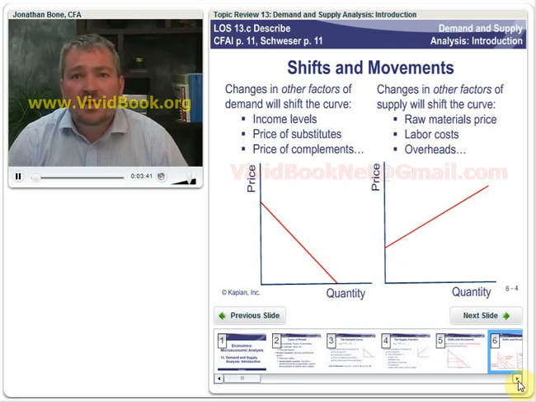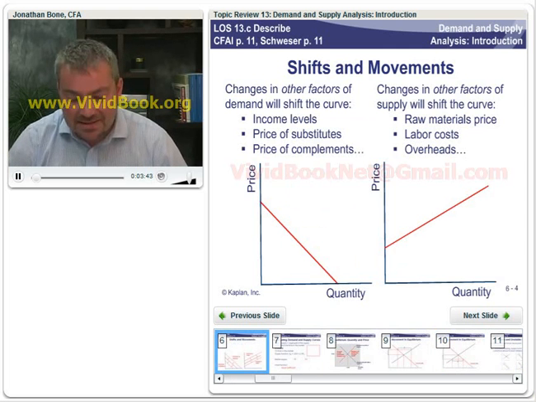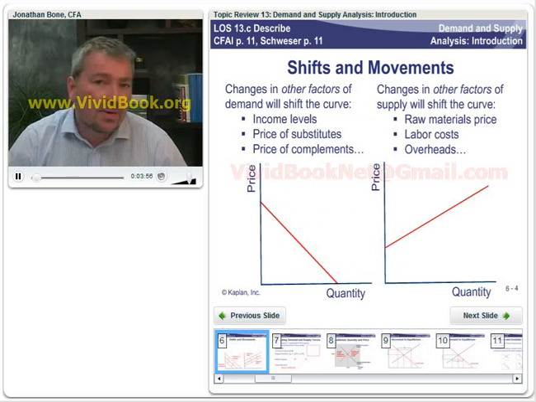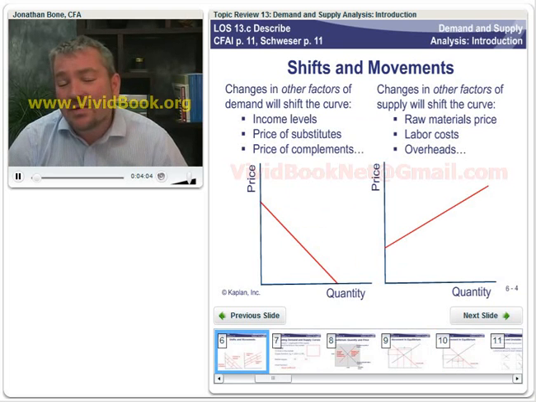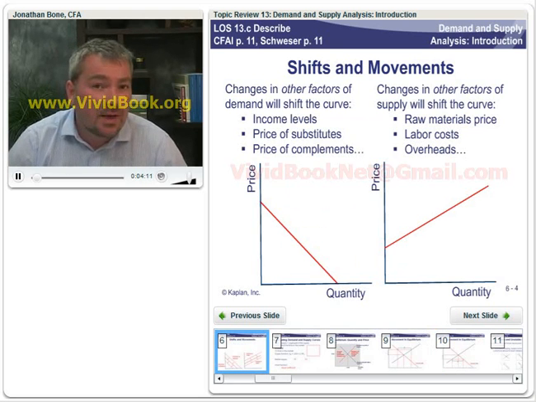So, of course, shifts and movements, we've said essentially we shift along the original demand curve for changes in price, and so therefore any of the other factors that we identify that drive demand will shift the actual demand curve itself. So in other words, income levels, the price of substitute products, the price of complements. Now, of course, as income levels go up, that could either increase quantity demanded or decrease, depending on the income elasticity of demand that we're going to talk about a bit later.